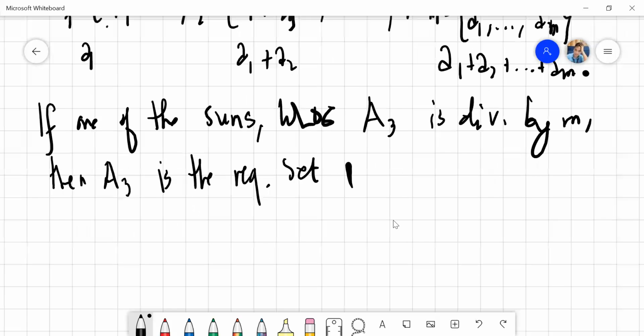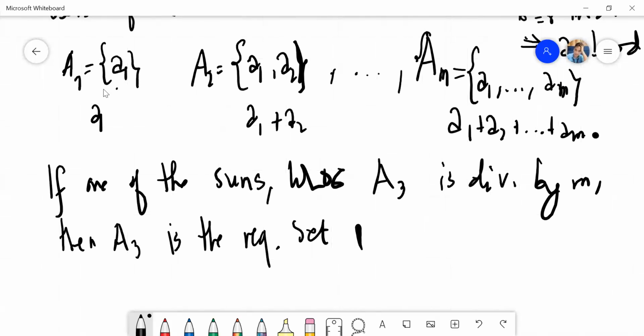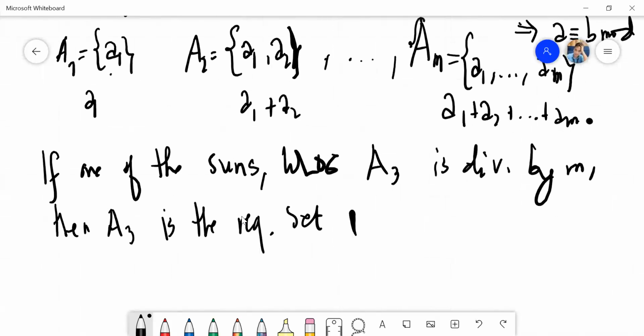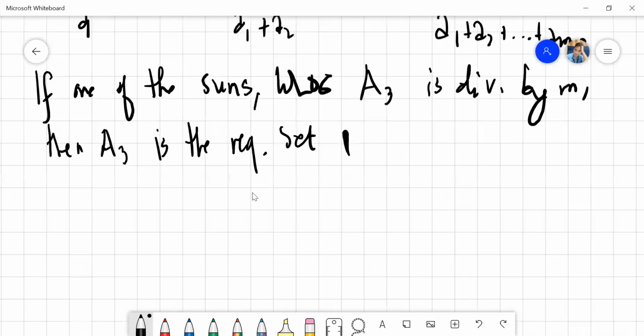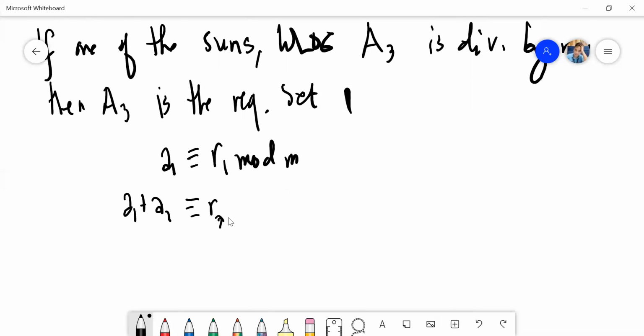So suppose that none of the sums above are divisible by M. Let's assume that all the A sub i's, i from 1 to M, are not divisible by M. Then we can consider, for A1, that A1 is congruent to R1 mod M. So they are not divisible by M, so there is a residue class modulo M. Let's say A1 plus A2 is also not divisible by M, so we have R2 mod M, and so on up until A1 plus A2 plus up until Am, which is congruent to Rm mod M.